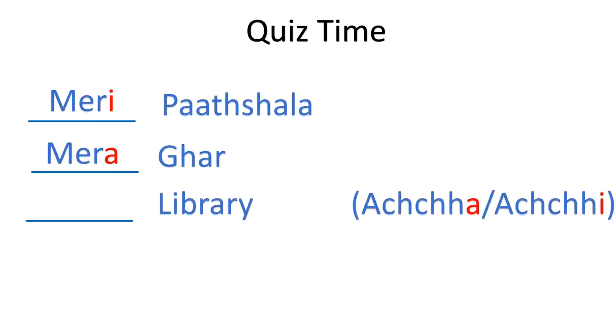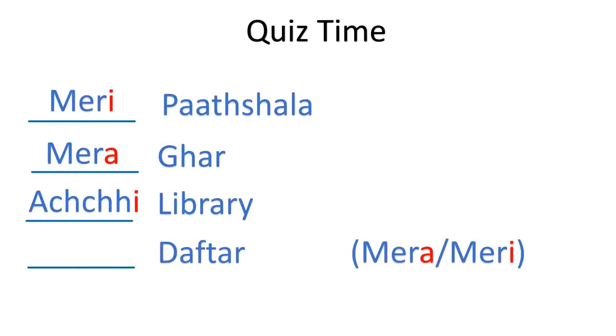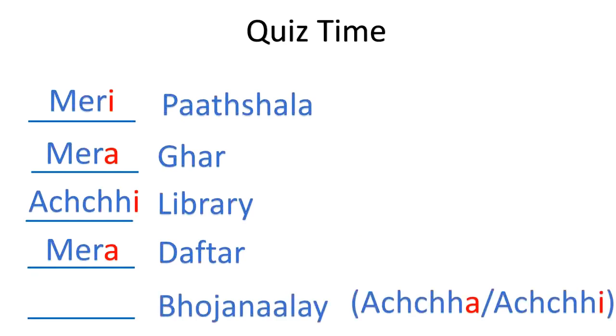The next question is on your screen. Library. Achhi or Acha? Choose one option. Achhi. Achhi library. Because library is feminine. The next question. Daftar. And options are Mera or Meri. Yes, it is Mera Daftar. Why? Daftar is masculine. And the last question here is Bhojanalay. And options are Acha or Achhi. Yeah, it is Acha Bhojanalay. Bhojanalay is masculine.